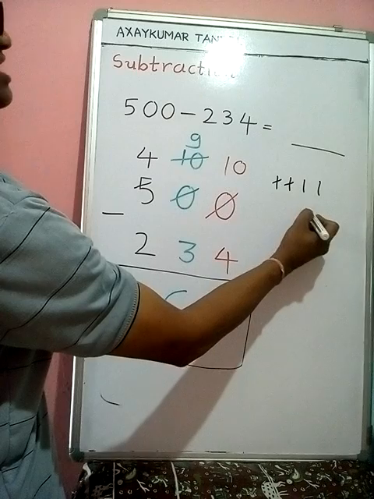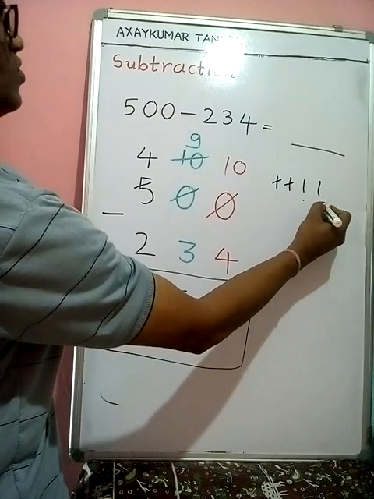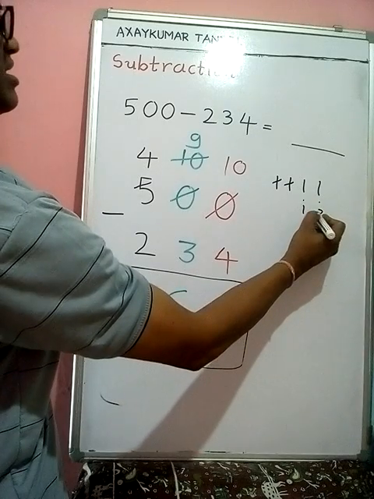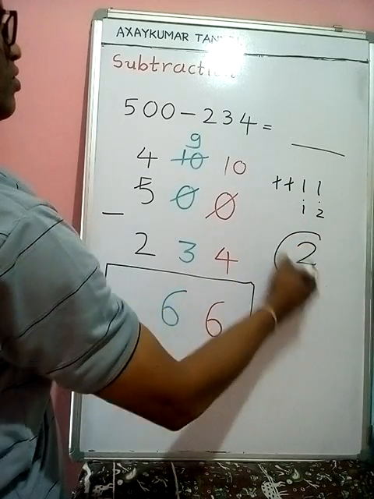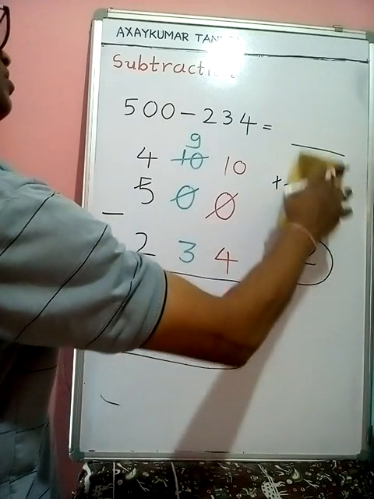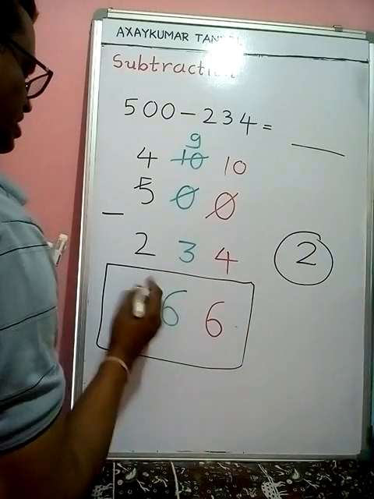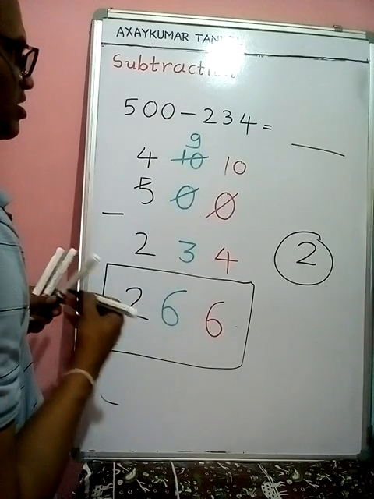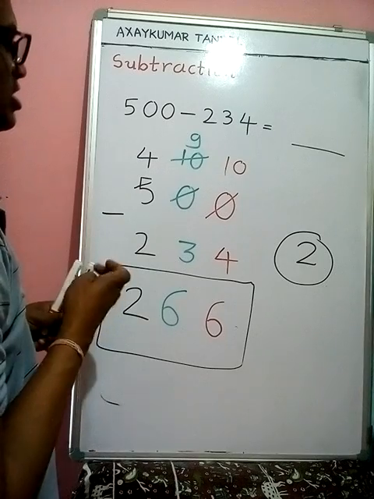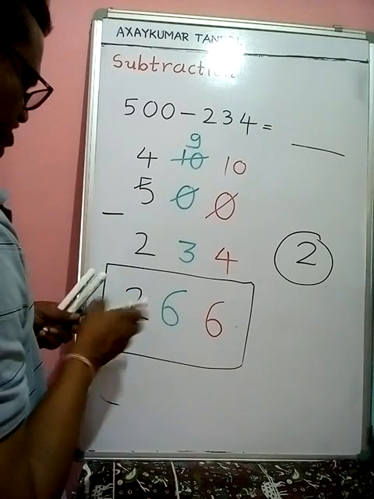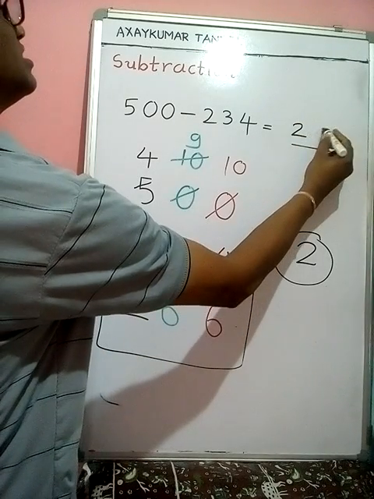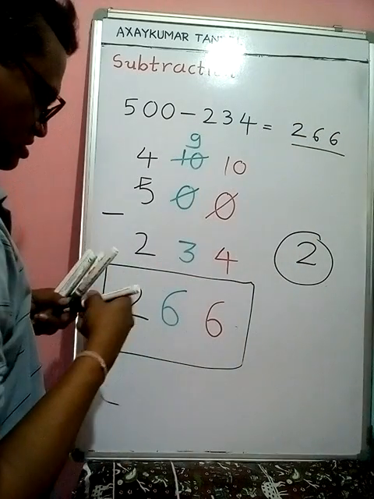1, 2. How many saving? 1, 2. How many saving? 2. We write here 2. For our answer is 266. Our answer is 266.